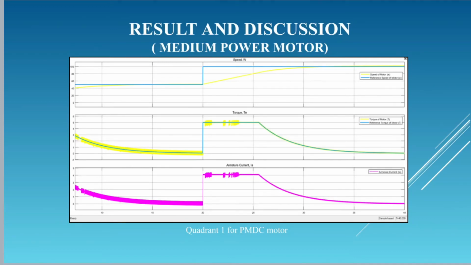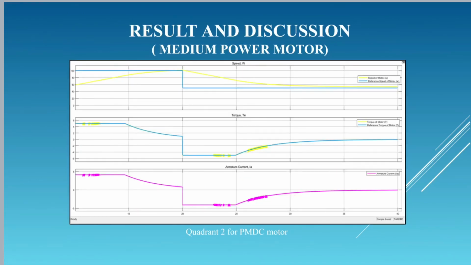In this quadrant, the PMDC motor operates in forward motoring. Since torque is required in order to rotate the motor, the torque obtained is positive, as is the speed of the motor. Also, the blue waveform is the speed and the torque of the motor, while the yellow waveform shows the reference input signal of the speed and the torque. Armature current remains constant, directly proportional to the torque of the motor. The speed of the motor remains constant while the torque becomes zero.